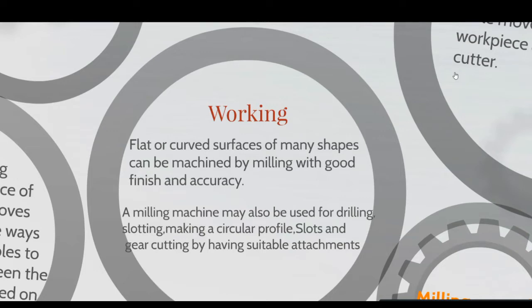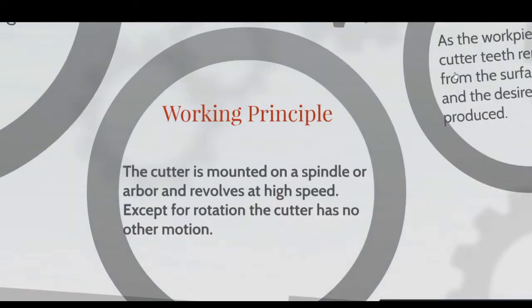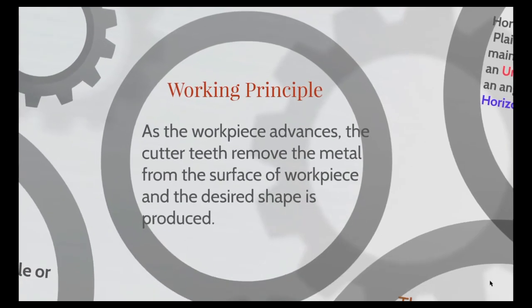What is the working principle of milling machine? The workpiece is held on the work table of the machine. The table movement controls the feed of the workpiece against the rotating cutter. The cutter is mounted on a spindle or arbor and revolves at high speed. Except for rotation, the cutter has no other motion. Rotating cutter will have only one motion, rotating motion, and apart from rotating, there will not be any movement in rotating cutter. As the workpiece advances, the cutter teeth remove the metal from the surfaces of workpiece and desired shape is produced.